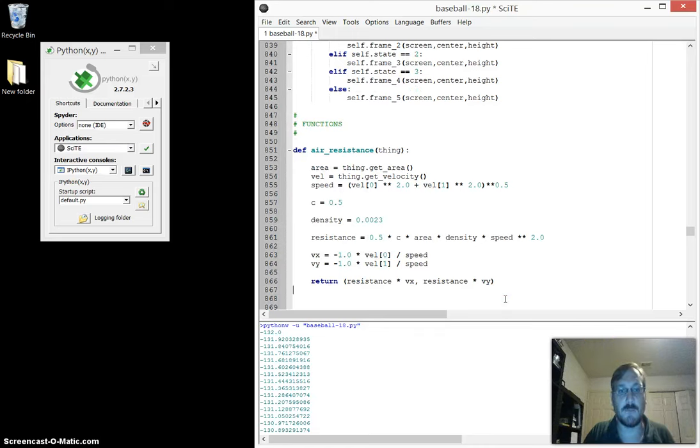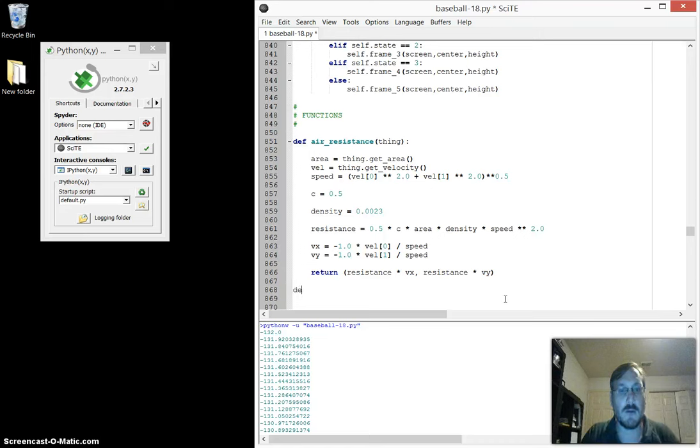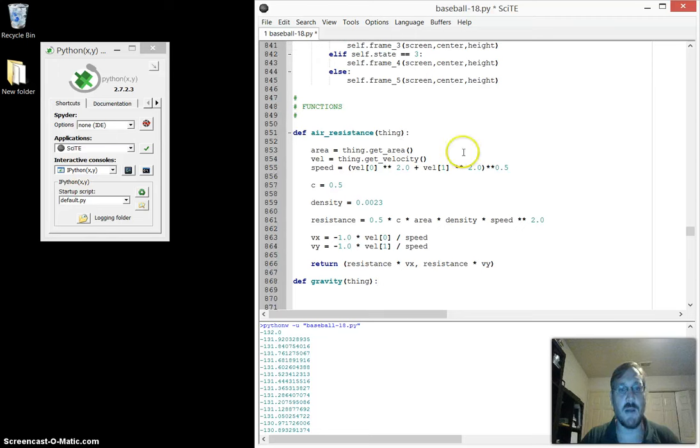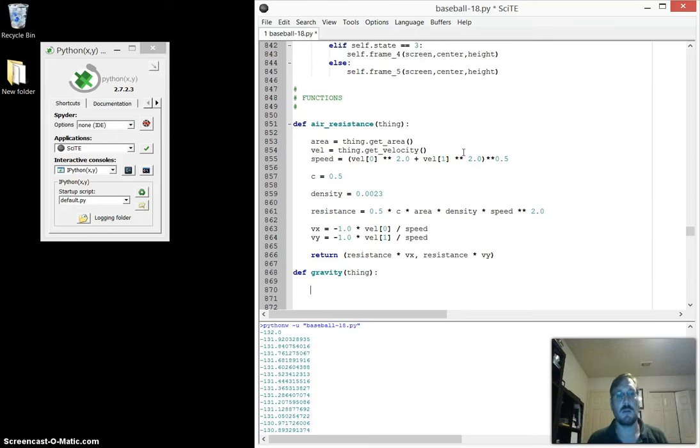Let's see. What we did with the air resistance function is we just sent the ball to the air resistance function. So I guess we do the same thing here. We have a gravity, and we send the ball to gravity. And then we get the stuff from the ball that we need from the ball.